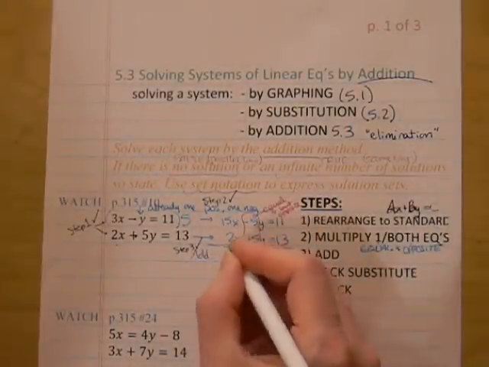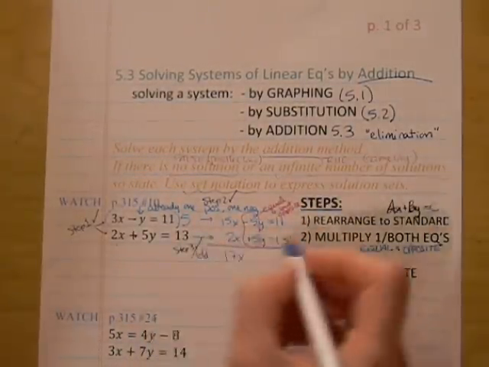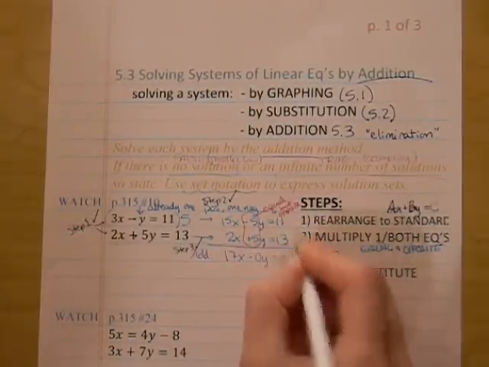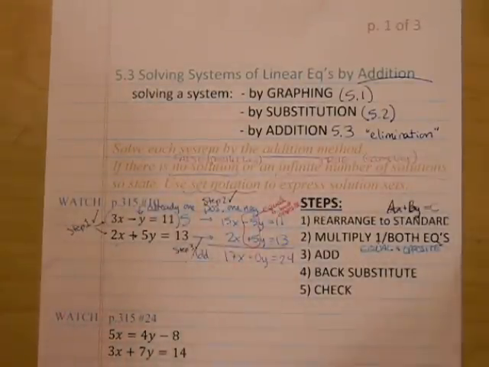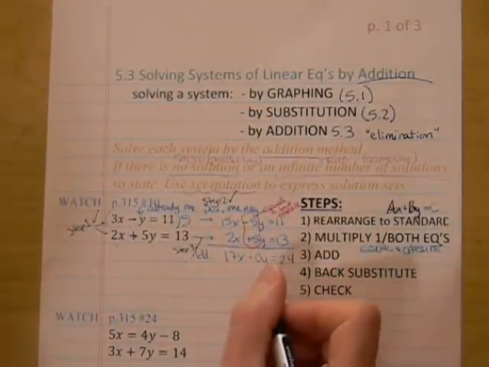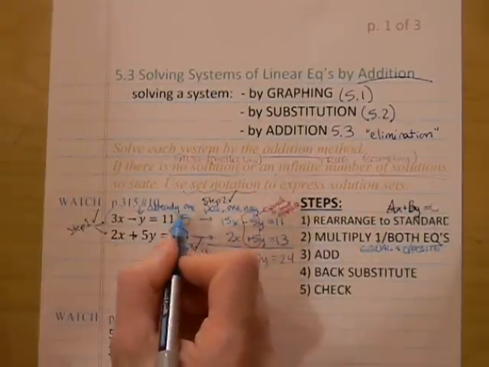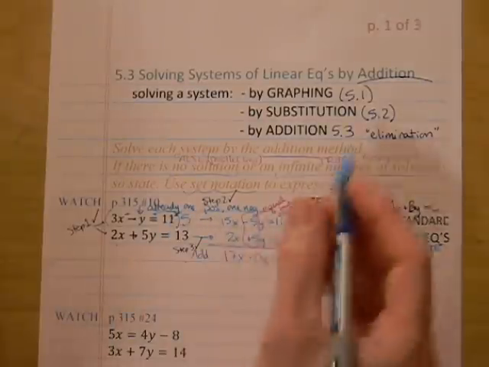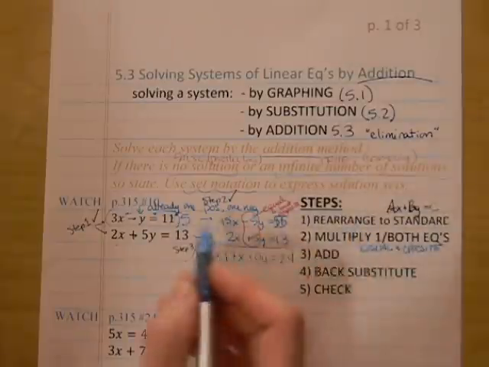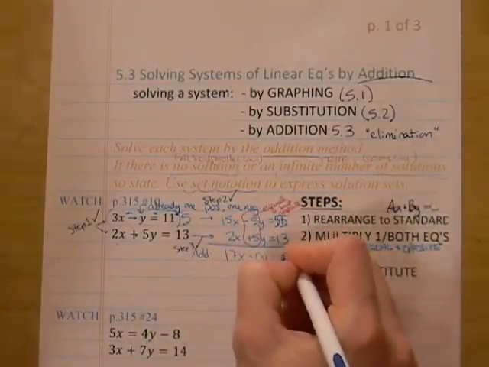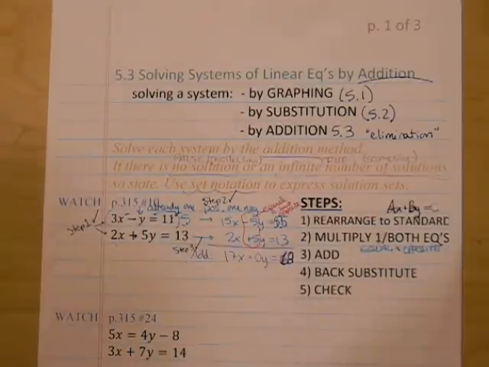So 15x plus 2x is 17x. Negative 5y plus 5y is 0y, and 11 plus 13 is 24, leaving me with 17, I'm sorry, I've made a mistake here. I forgot when I multiplied by that 5, I need to multiply every piece by it. Made a very, very common mistake here. I should get 55 instead of 11. So 55 plus 13 is going to give me 68. Wish I wouldn't have made that mistake, but at least I caught it before I got too far. So watch for that. That's a very common mistake. So stay focused.